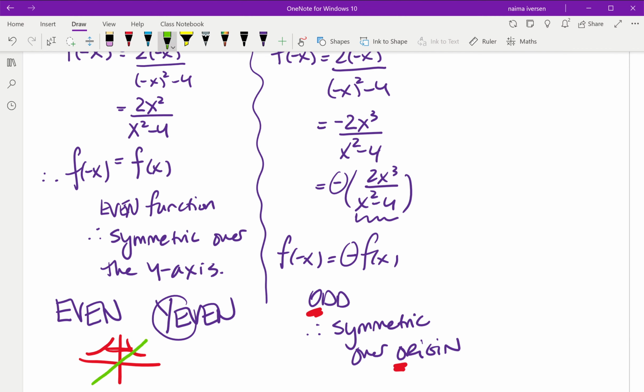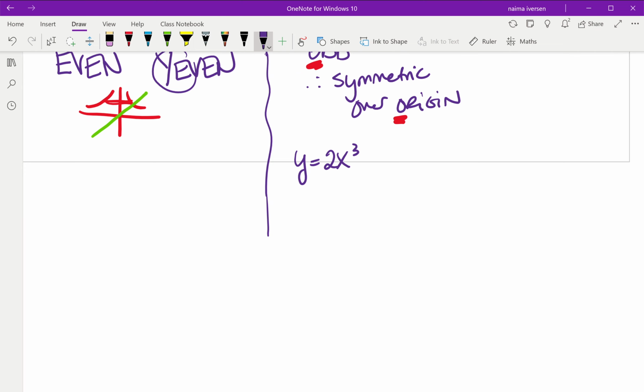So if we have y equals 2x cubed over x squared minus 4, to find the inverse equation of this, you're going to go x equals 2y cubed divided by y squared minus 4. And pretty much I can stop there.